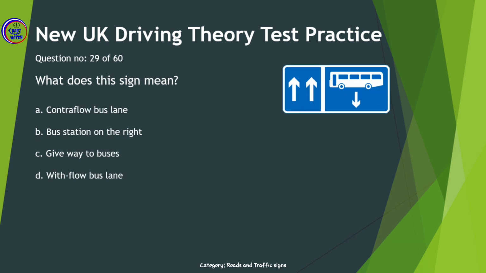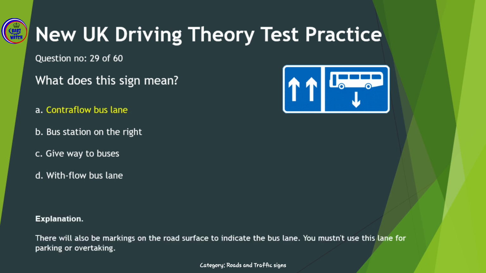Question 29 of 60. What does this sign mean? A. Contraflow bus lane. B. Bus station on the right. C. Give way to buses. D. With flow bus lane. The correct answer is A. Contraflow bus lane. Explanation. There will also be markings on the road surface to indicate the bus lane. You mustn't use this lane for parking or overtaking.